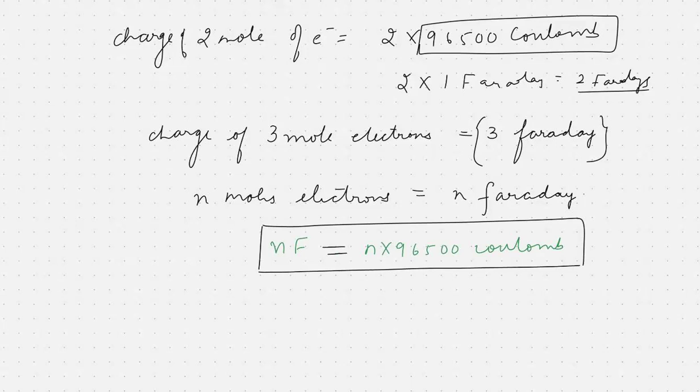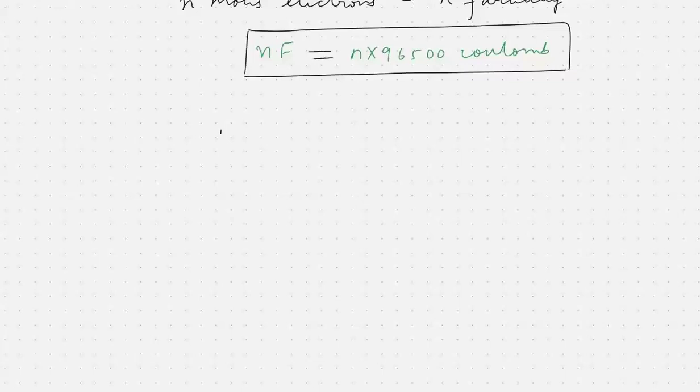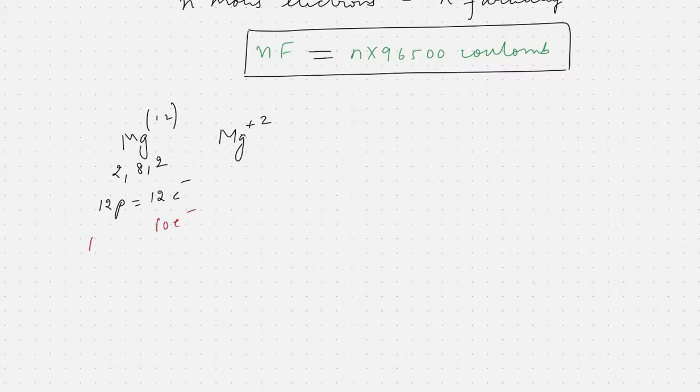Now you tell me. Let's say if I have Mg plus 2, why Mg plus 2? Because magnesium's atomic number is 12, so configuration is 2, 8, 2. Initially it is going to have 12 protons equal to 12 electrons. So when 2 electrons are lost, then 10, so they are not equal. So it becomes Mg plus 2.